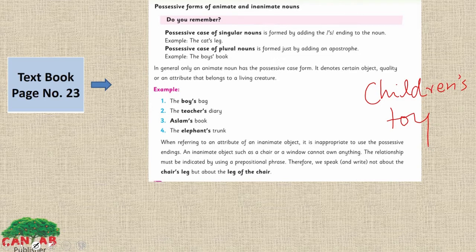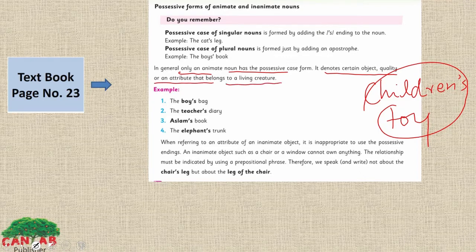So we will simply put an apostrophe after the letter N, and then we will add S here to show the possession, the relationship between the children and the toy. Children are the owner of the toy here. In general, only an animate noun has the possessive case form. It denotes a certain object, quality or an attribute that belongs to a creature.